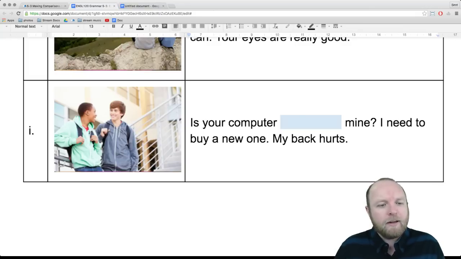Look at the photo, guys. Where's the computer? The computer is in the bag, right? Why does my back hurt? I think because my computer is heavy or my computer is big, right?